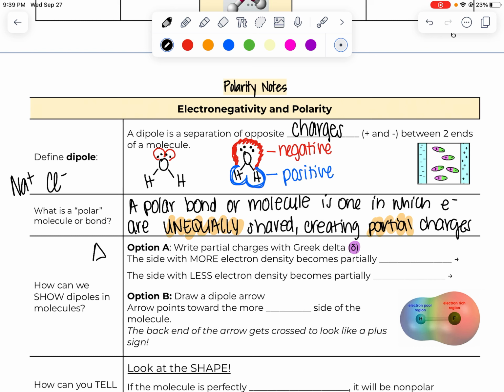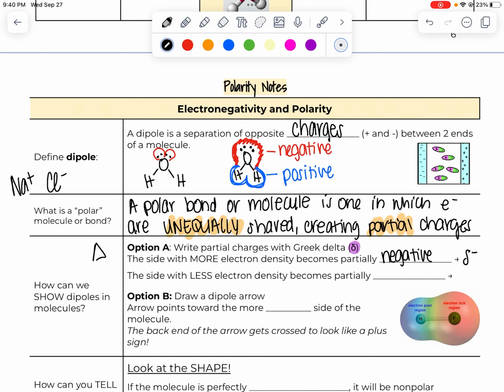If you have a side of your molecule that has more electron density, meaning it's pulling the electrons more towards it, that side of your molecule should become partially negatively charged. And that makes sense, right? Because electrons themselves are negative. So if it's pulling electrons towards it, that side of the molecule will be partially negative. So the way that you write that is with a little delta minus sign.